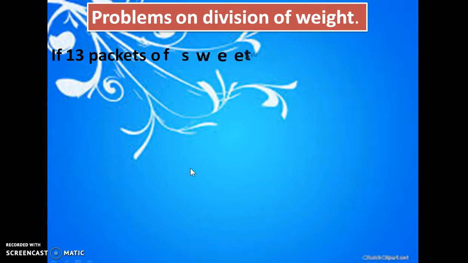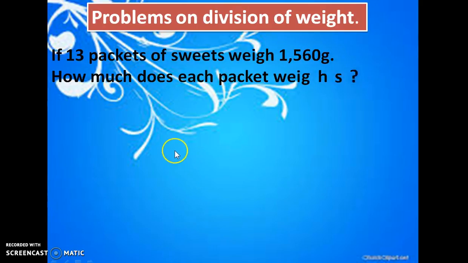Okay, problems on division of weight. If 13 packets of sweets weigh 1,560 grams, then how much does each packet weigh? That's very, very simple. What's the weight of one packet, if 13 packets altogether weigh this? So what do we do there? We divide.